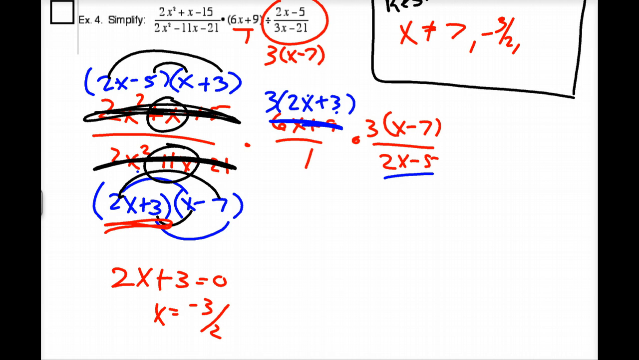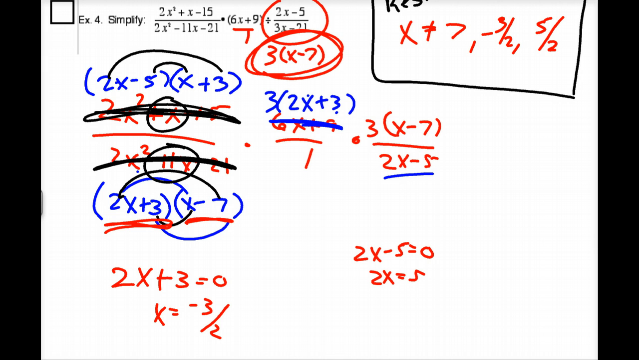Anything else in the denominator? Well, this is the denominator, but I already got that one covered. I already did x minus 7. So I already have 7 accounted for. Well, here's another one over here, though. I got the 2x minus 5. That can't be 0, because then it wouldn't work. So that'd be 2x equals 5. That'd be just 5 halves, right? So those are my restrictions: 7, negative 3 halves, 5 halves. The things that make each denominator equal 0. But remember that if you have division, you have to start by saying what makes this first denominator equal 0 before you flip it over.